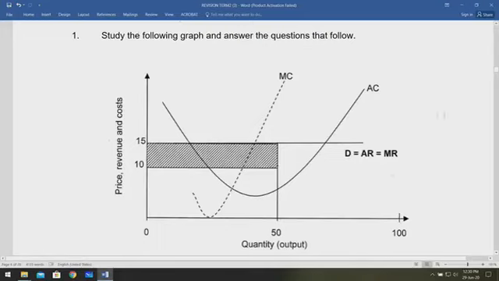By looking at this graph, the first thing I picked up was this MC curve is not in the correct place, but that is one of the questions which we will look at a bit later on. The second thing I've noticed is that this area that is colored in tells me that this business is making a profit. Why do I know that? Because there's my average revenue, and look at where my cost is. It's right at the bottom here.